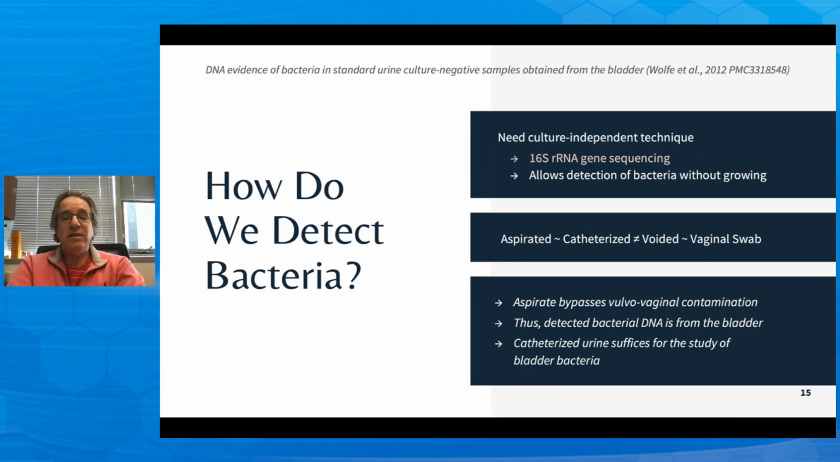Since the aspirate bypasses vulvovaginal contamination, the detected bacterial DNA must be from the bladder. I should say that the microbes that we saw in the aspirated sample did not look like the controls, the skin and sham needle stick. And the catheterized urine, since it looked like the aspirate, suffices for the study of bladder bacteria because it is considerably less invasive than suprapubic aspiration. We also determined that midstream voided urines were not a good way to determine what was going on in the bladder. Okay, and I'll show you a little more data about that later.